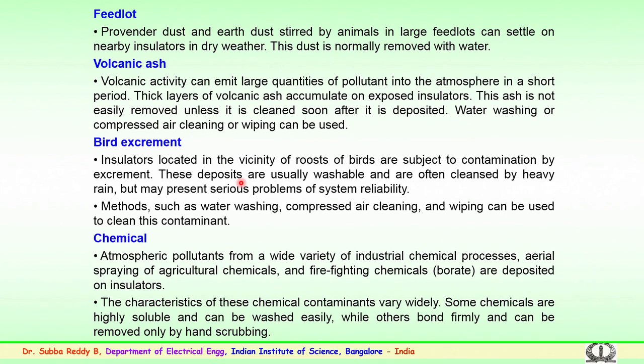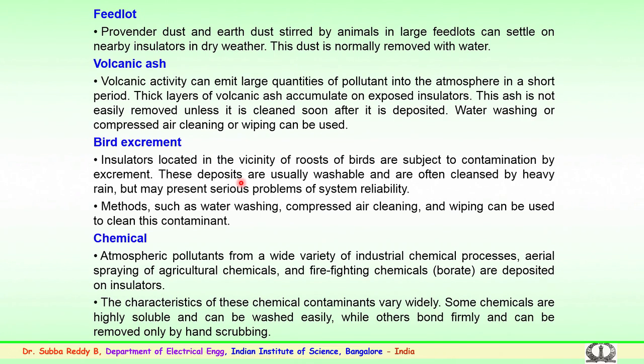Volcanic ash, again volcanic activity, is concerning only for the few countries where activity happens. Volcanic activity can emit large quantities of pollutants into the atmosphere in a very short period. Thick layers of this volcanic ash could accumulate on the exposed insulators. This ash is not easily removed unless it is cleaned soon after it is deposited. Water washing, compressed air cleaning or wiping can be used.